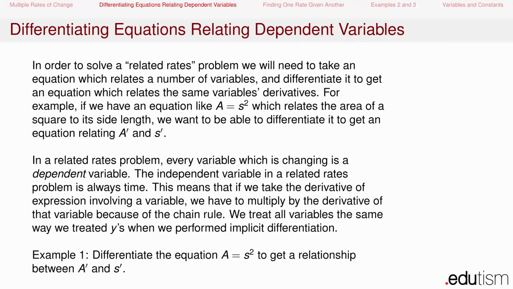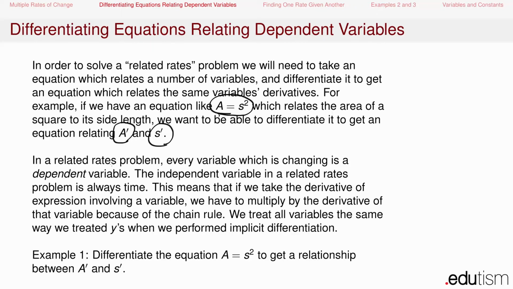In order to solve a related rates problem, we need to take an equation which relates a number of variables and differentiate it to get an equation which relates the variables' derivatives. For example, if you have an equation like a equals s squared, which relates the area of a square to its length, we want to be able to differentiate that equation to get an equation relating a prime, the rate of change of the area, with s prime, the rate of change of the side length.